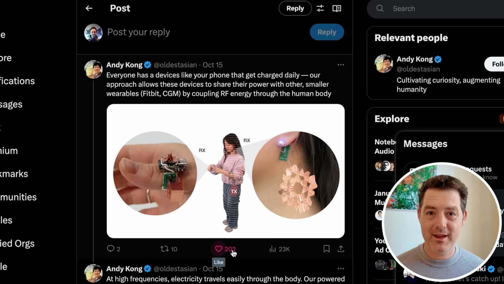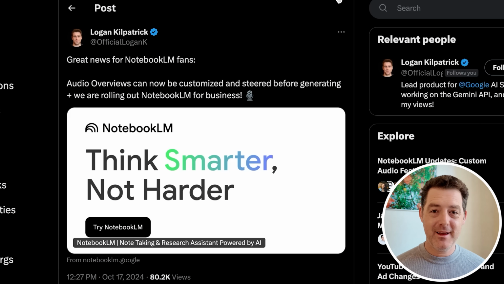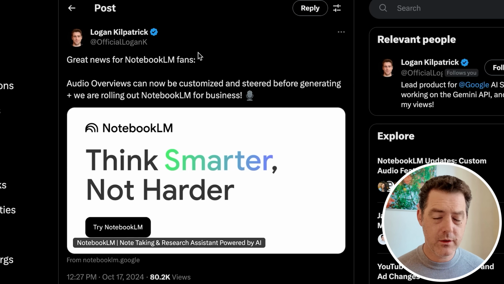that's really compelling. All right, next, NotebookLM, Google's kind of secret runaway hit, has some new features. And look, if you have a hit on your hands, double down on it. And that is exactly what Google is doing. So according to Logan Kilpatrick from Google, audio overviews can now be customized and steered before generating. We are rolling out NotebookLM for business. So a couple new updates for NotebookLM.